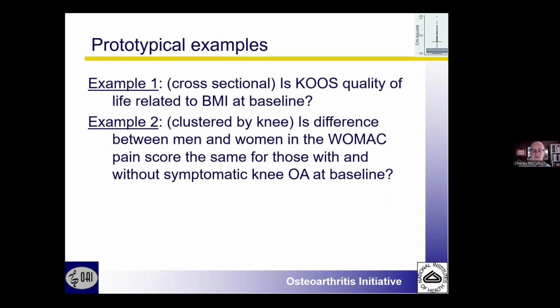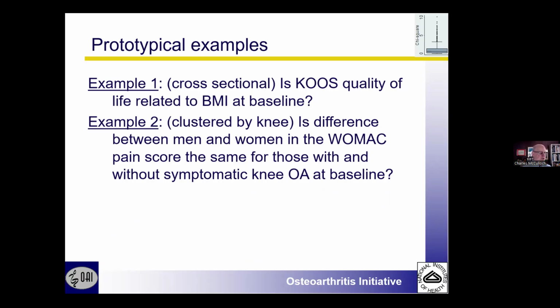So let me just think of some examples and walk through what sort of considerations we need to incorporate. So for example, suppose quality of life as measured by the Q scale, is that related to somebody's body mass index at baseline? That's just a cross-sectional analysis. There's nothing longitudinal or clustered about it.